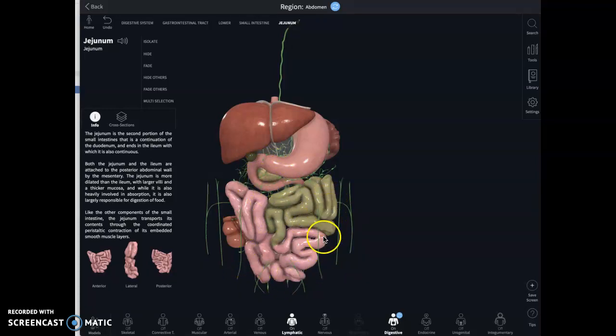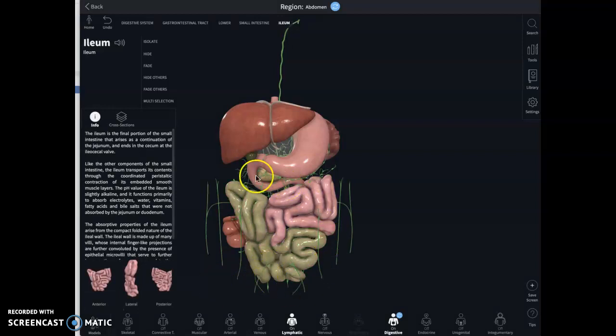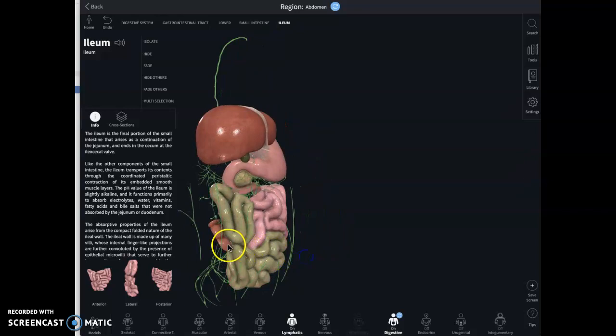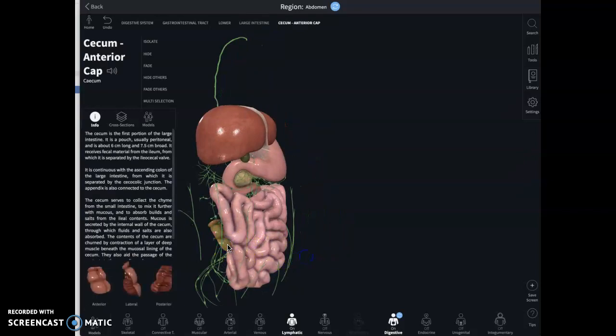And then all of this is the ileum. So that part is the ileum right there. And on the test, I'll put the sticker there. The ileum leads into the cecum.